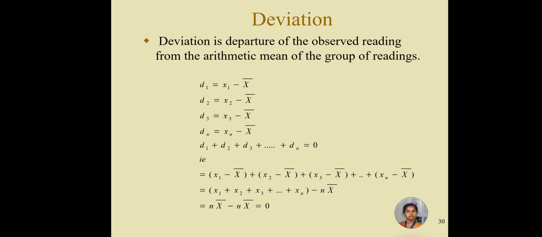Next is deviation. Deviation is the departure of the observed reading from the arithmetic mean of the group of readings. The deviation may be calculated for each and every sample. So d1 is x1 minus x bar, where x bar is the arithmetic mean. d2 is x2 minus x bar. Similarly, dn is xn minus x bar. The summation of all the deviations is equal to 0.